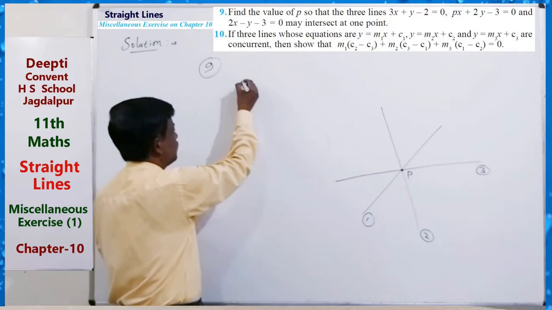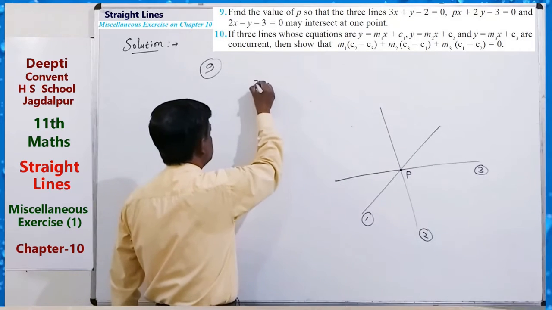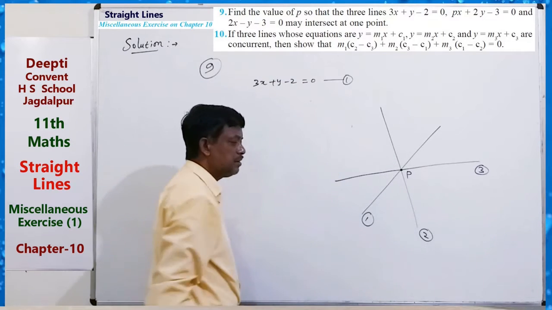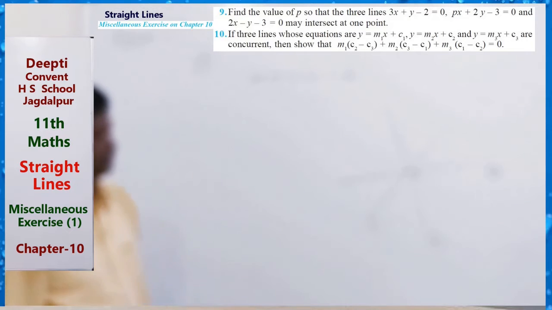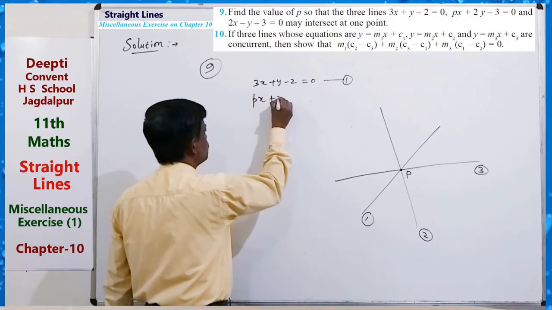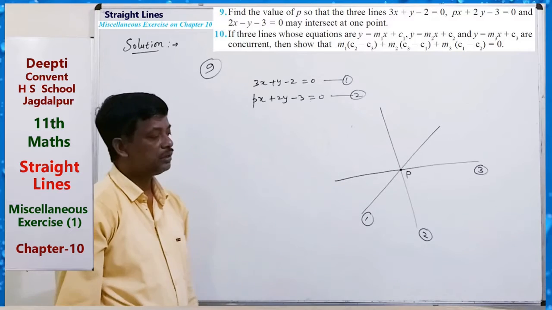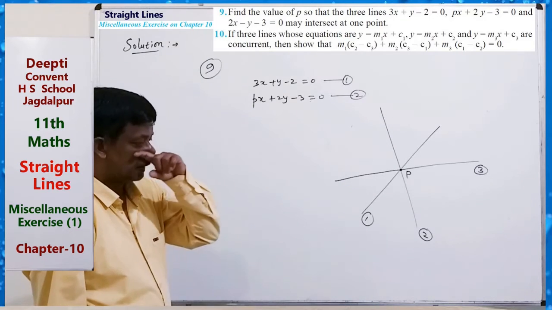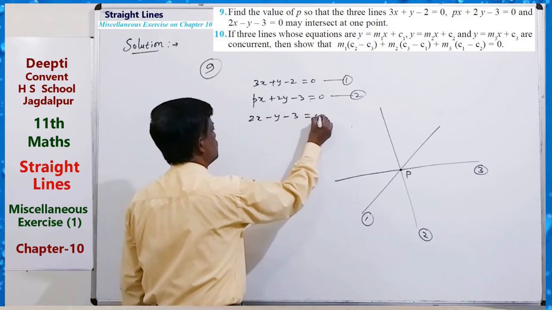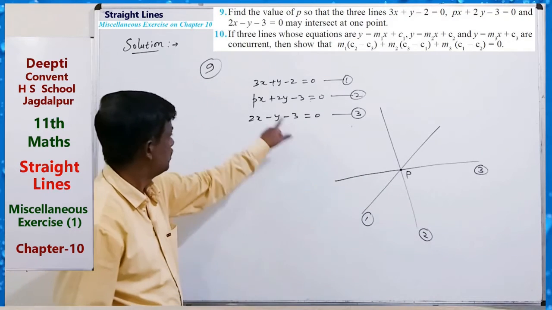The first equation is given what? 3x plus y minus 2 equals to 0 is the first equation. And second, px plus 2y minus 3 equals to 0. This is the second. And third, 2x minus y minus 3 equals to 0. These 3 lines are given. Now here we have to find the value of P.